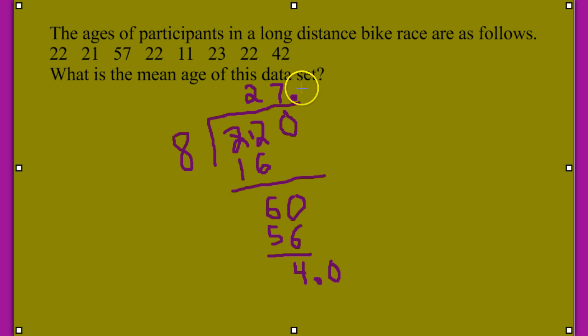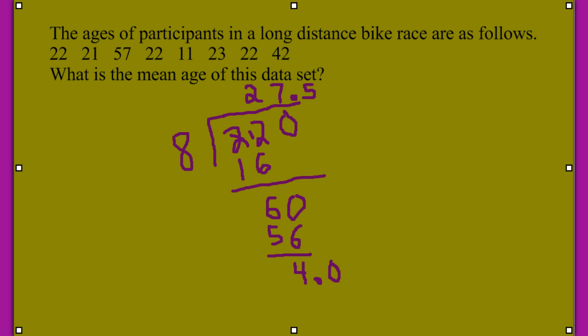Well, I know that 8 times 5 is 40, and when I subtract, I'll have nothing left over. So the mean of this data set is 27.5. The average age for the biker in this bike race was 27.5 years.